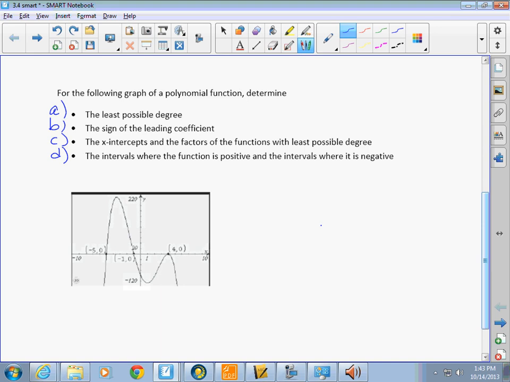The least possible degree means we have to take a look at the zeros of the function and see, are we crossing, are we tangent, or are we doing both crossing and tangent? So if I take a look at this point here, it's crossing at this point, and it's tangent at this point. So that means that this first one would be a multiplicity of 1. The second cross here is a multiplicity of 1. The third, over at this 4, 0, is a multiplicity of 2. So this one crosses the x-axis at 2 points.